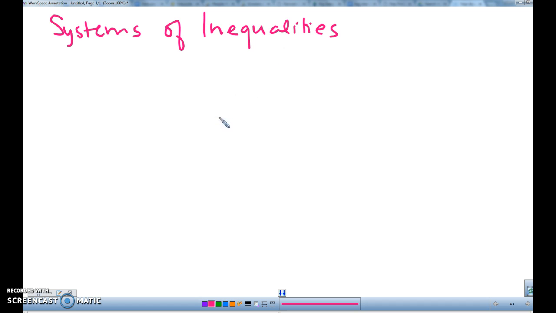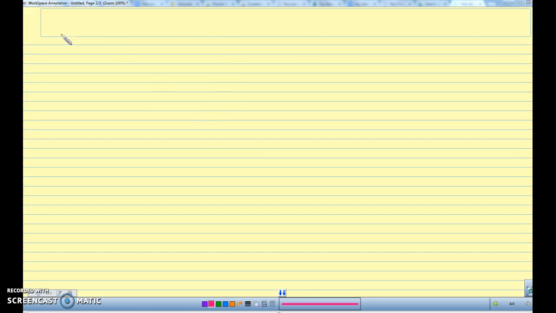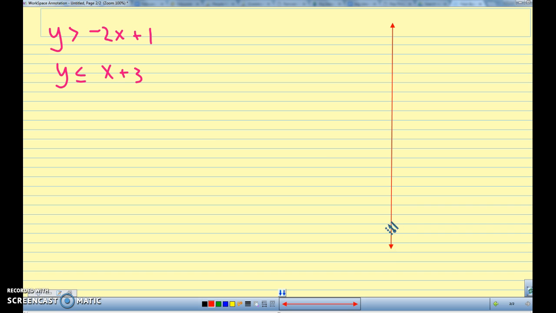So they're going to give you, well, hopefully you start off on some graph paper, and they're going to give you two inequalities. So we remember kind of working with those inequalities. We might have something like that. And we also might have something y less than or equal to x plus 3. And so let's say I start by graphing just one of the two. Okay?